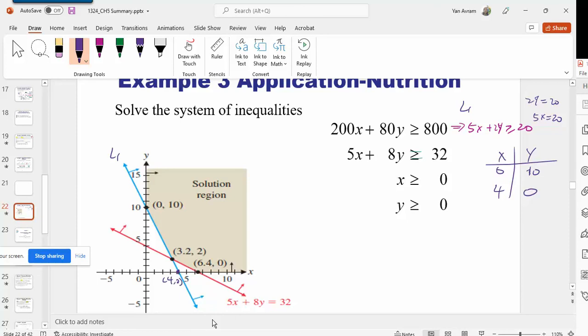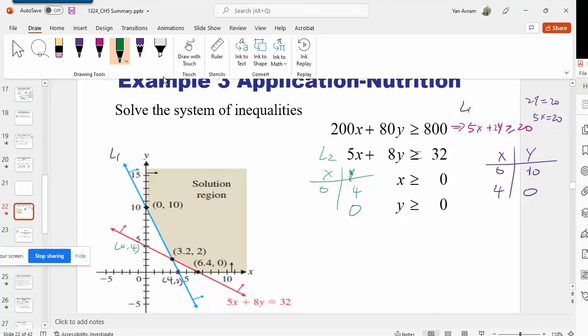Okay, alright, same thing, I can go find my L2 here. My L2 here is 5x plus 8y equal to 32. So if x equals 0, this term is gone, so I have 8y equal to 32, so y will be 4, right? So this point here is 0 and 4, right here, okay?